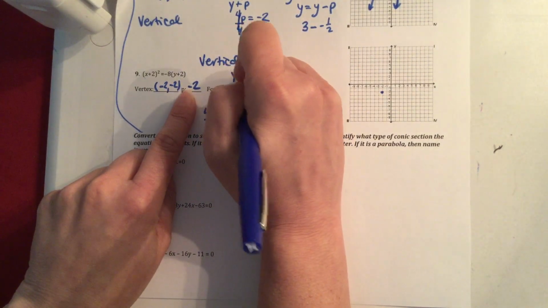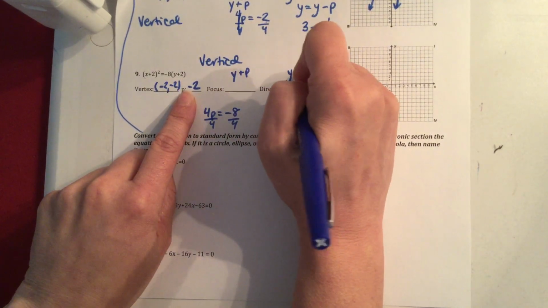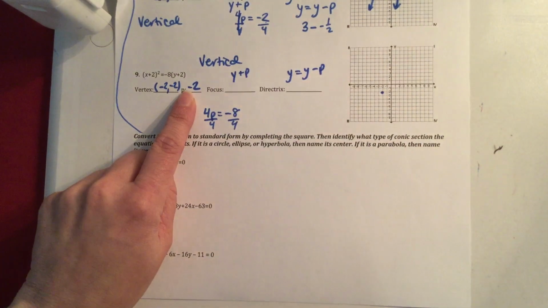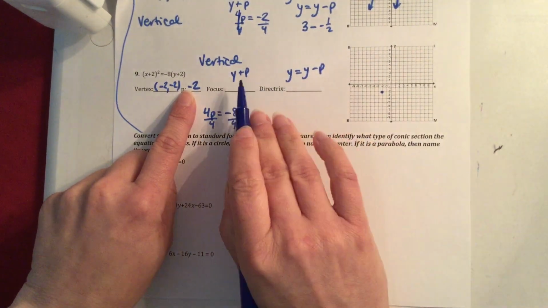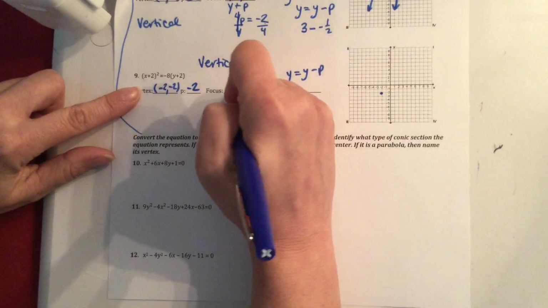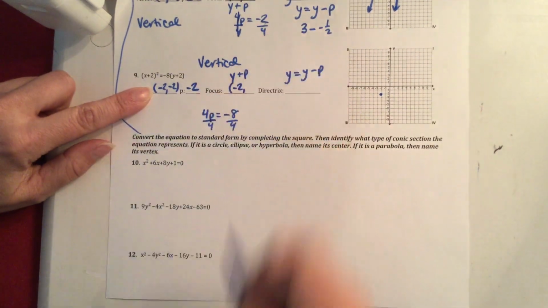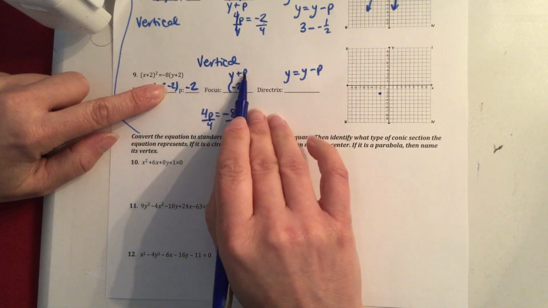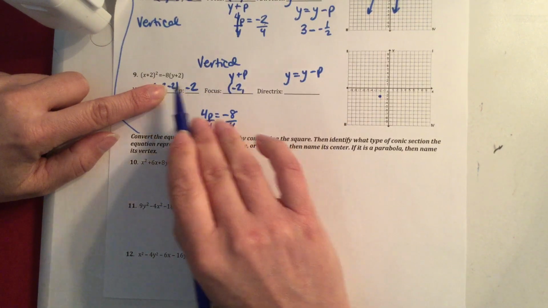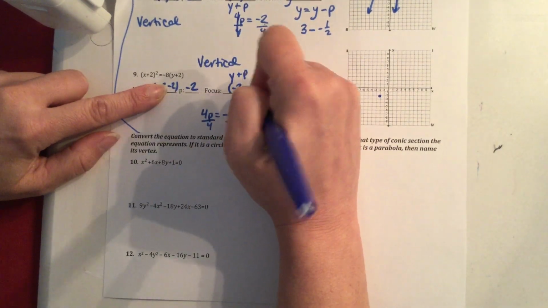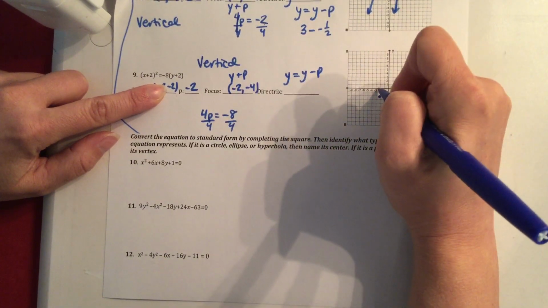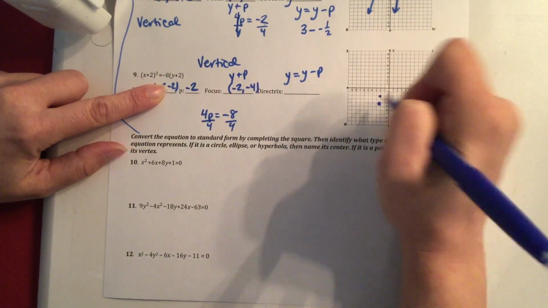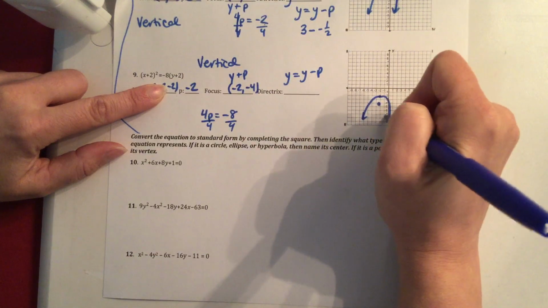Vertical, so it's y plus p. Directrix is y equals y minus p. This will be a line. This will be a point. So to get the point, I keep the x the same. It's a -2. Now I take the y value, -2 plus a -2. -2 plus -2 is -4. So left 2, down 4. And if you want to, right now you could say hug the focus.